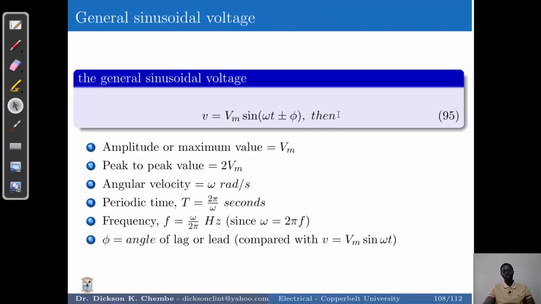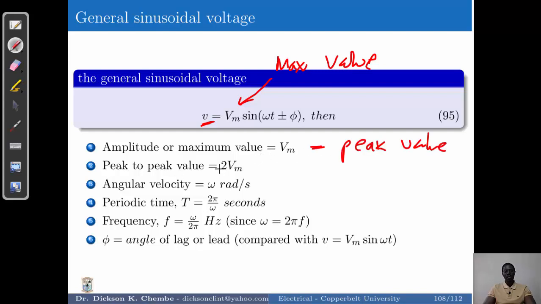So when you look at the general formula, what we see is that the value that is given here is the maximum value, and then you've got omega t plus or minus phi, which is the phase angle. To decipher this equation or break it down into smaller parts, we have to understand that the value of this sinusoidal voltage V is equal to Vm, which is what we call the maximum or the amplitude or the peak value.